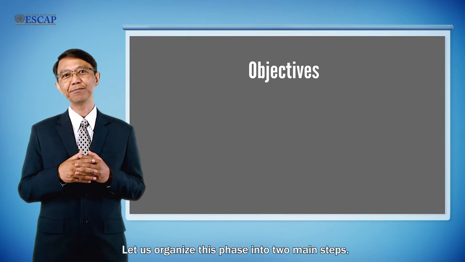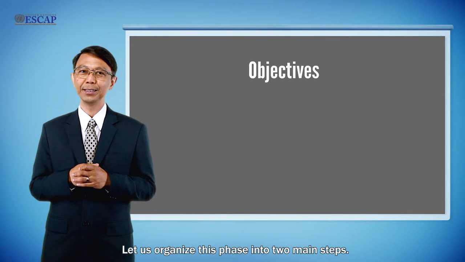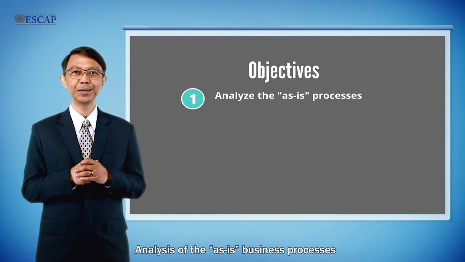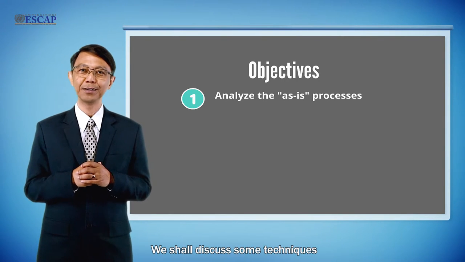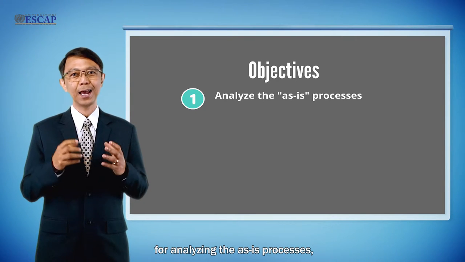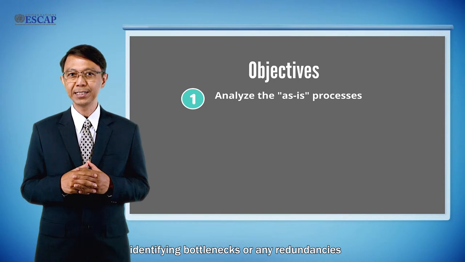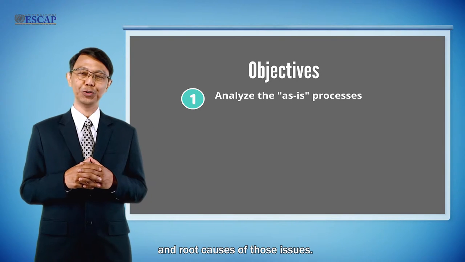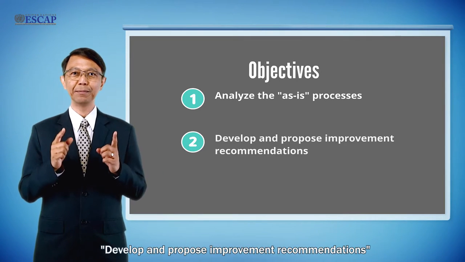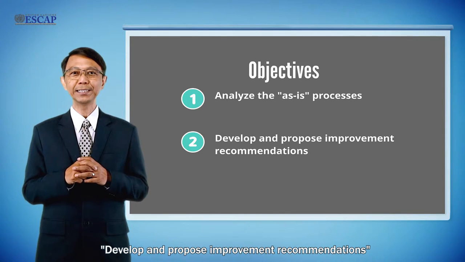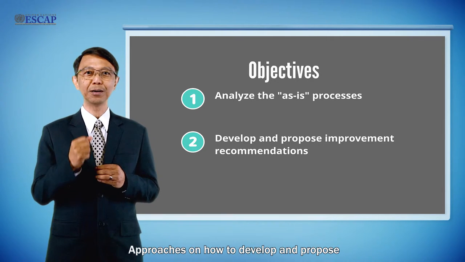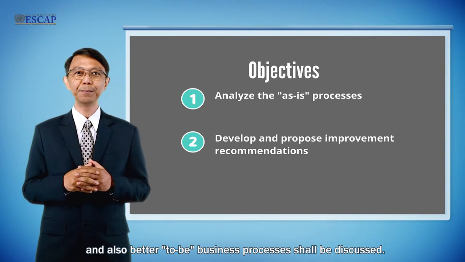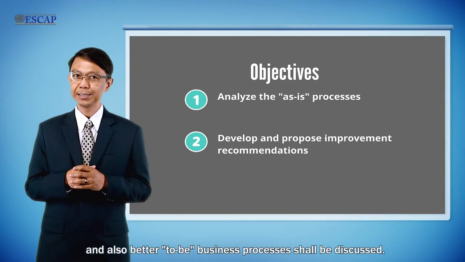Let us organize this phase into two main steps. The first step, analysis of the as-is business processes. We shall discuss some techniques for analyzing the as-is processes, identifying bottlenecks or any redundancies in procedural and documentary requirements, and root causes of those issues. The second step, develop and propose improvement recommendations. Approaches on how to develop and propose appropriate improvement recommendations, and also to-be business processes, shall be discussed.